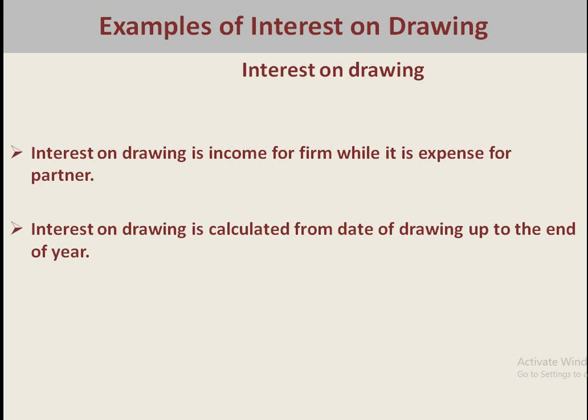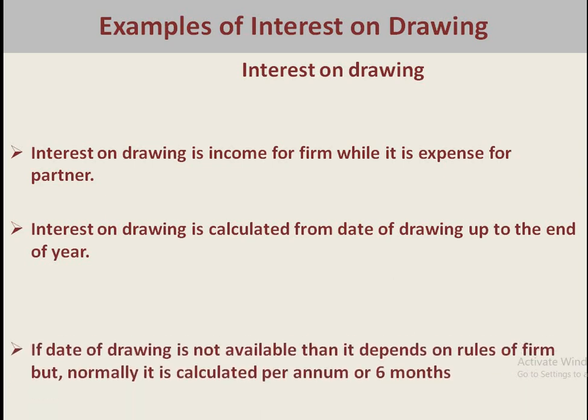Not only interest on drawing, but interest on loan, interest on capital, is always calculated from date of drawing up to the end of year. For example, suppose any partner just drew rupees 2000 from firm on 1/10/2016. Your accounting year ends on 31st March 2017. It means this drawing is made by partner for exactly 6 months, from 1/10/16 up to 31st March 17. Then firm will charge only 6 months interest. For the time period drawing is made, interest is charged.